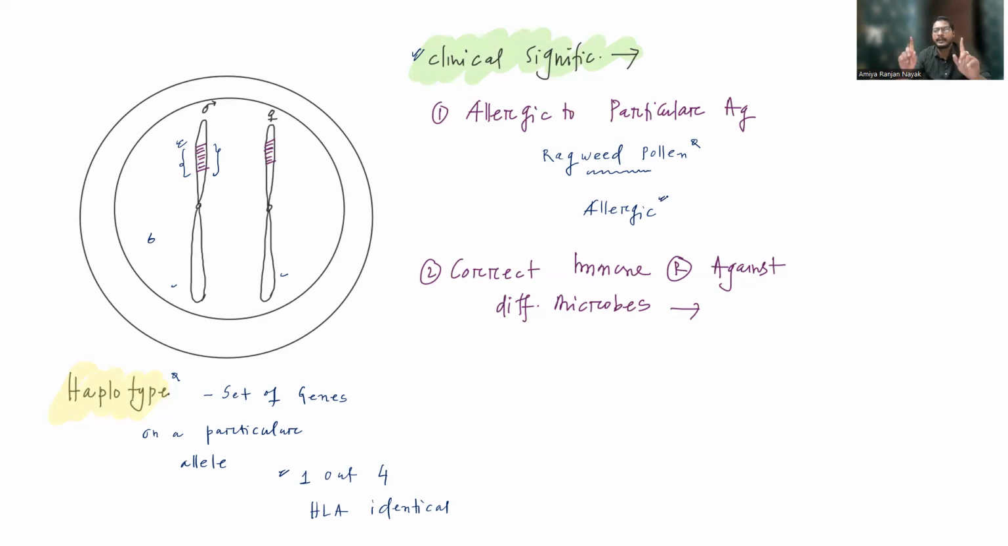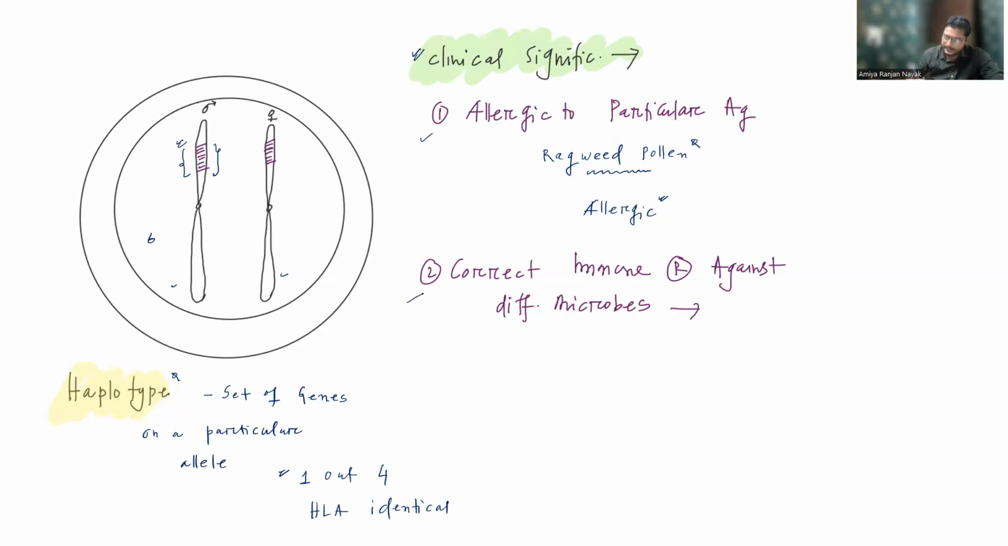Okay. So if you take two persons, one has the MHC molecule which can present this ragweed pollen, and the other person doesn't have the MHC molecule which can present this pollen antigen. The person who has the MHC molecule to present this antigen will be allergic to this ragweed pollen. However, if the person doesn't have an MHC molecule which can present this pollen antigen, that person is not going to be allergic to that particular antigen. Okay, so that is one concept.